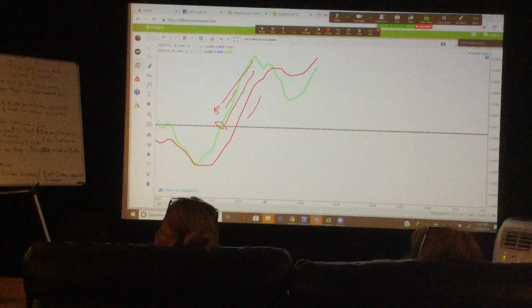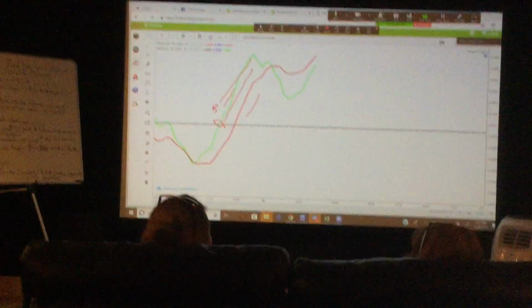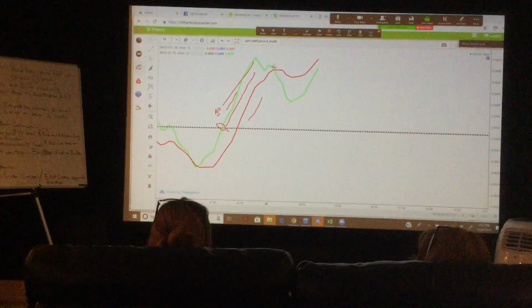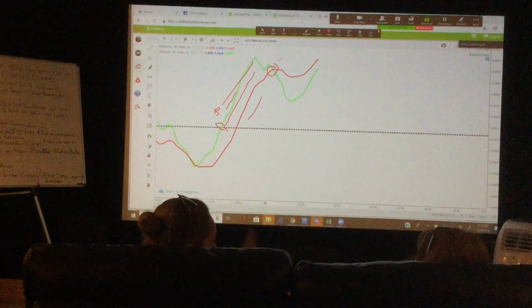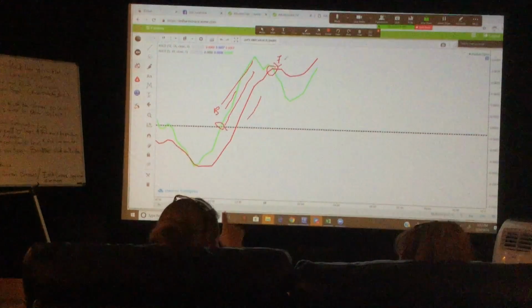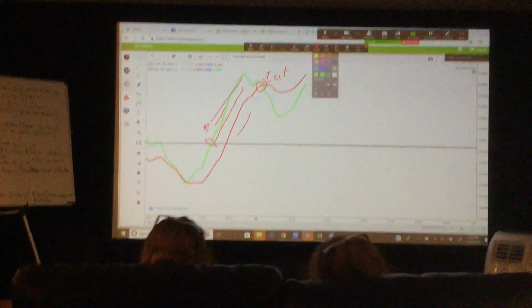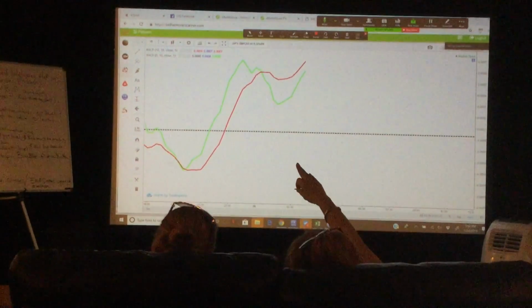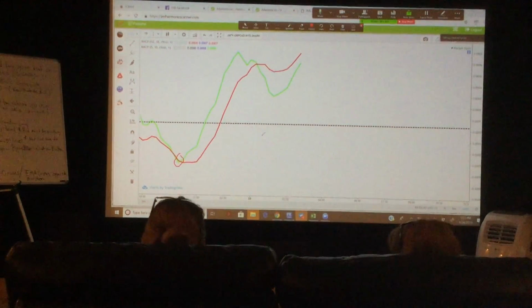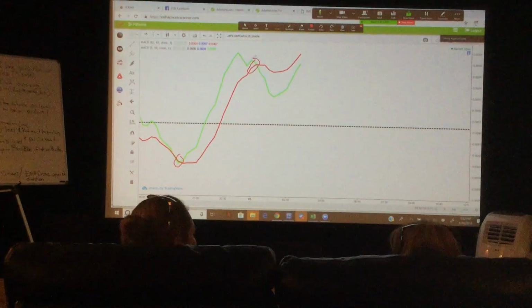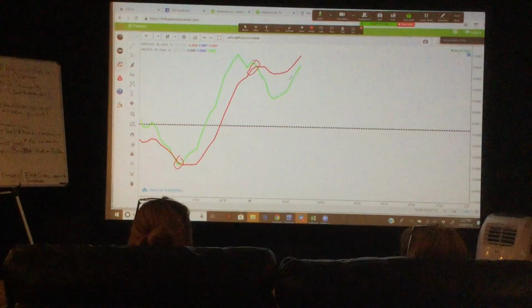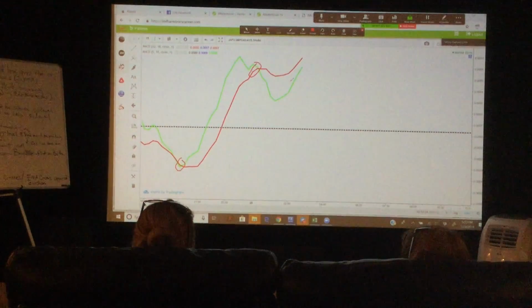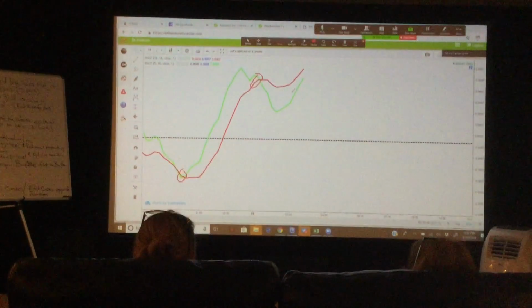So once you see it going down, do you see when the green crossed the red right here? That's your exit, as soon as they cross. So they crossed, so you can get out. See where it crossed right here? Get out for the sell. See where it crossed right here? Get out for the buy. That means the trend's gonna change, right? Yes.